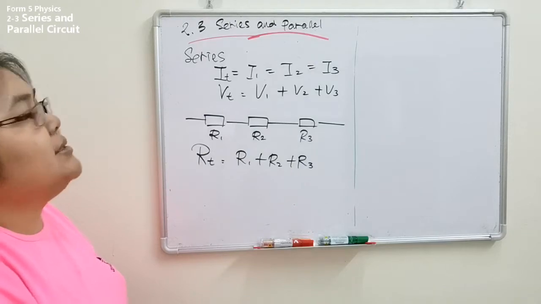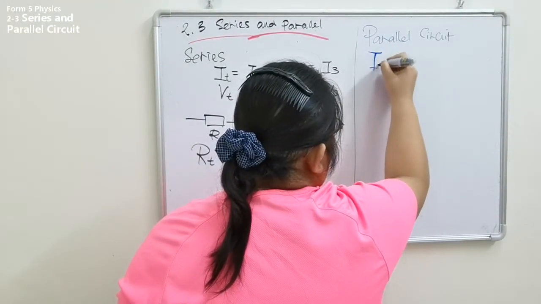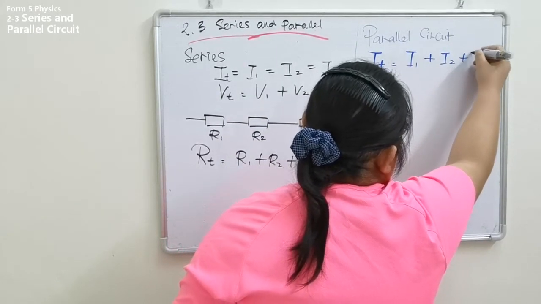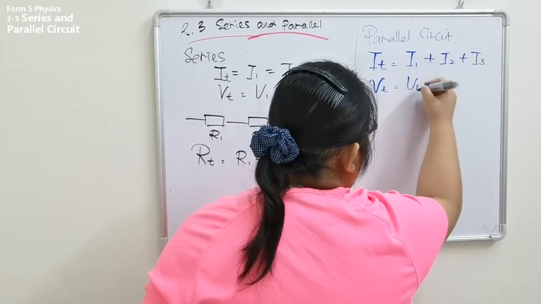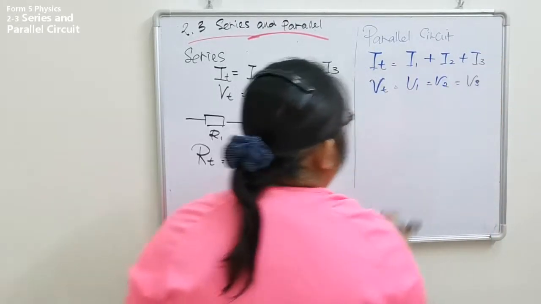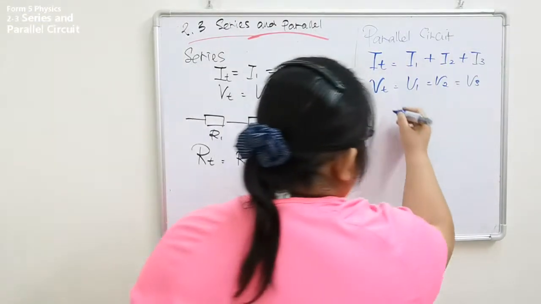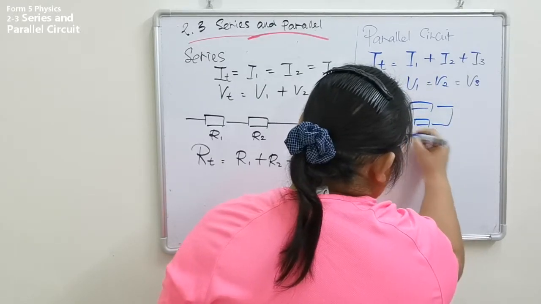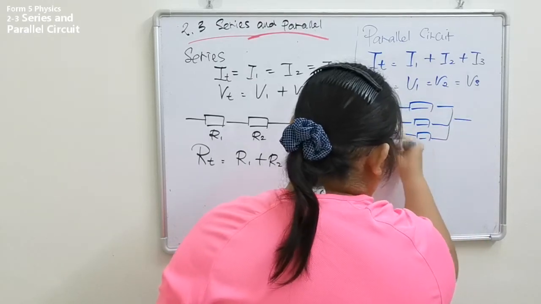Now we're going to see the second one, that's parallel. In a parallel circuit, I total, they need to split out. So we need to split up, so we add. Okay, voltage total, everyone gets the same voltage. Okay, now is the resistance. We see the resistance first. If the resistances are joined in parallel, this one is an example for resistances joined in parallel.